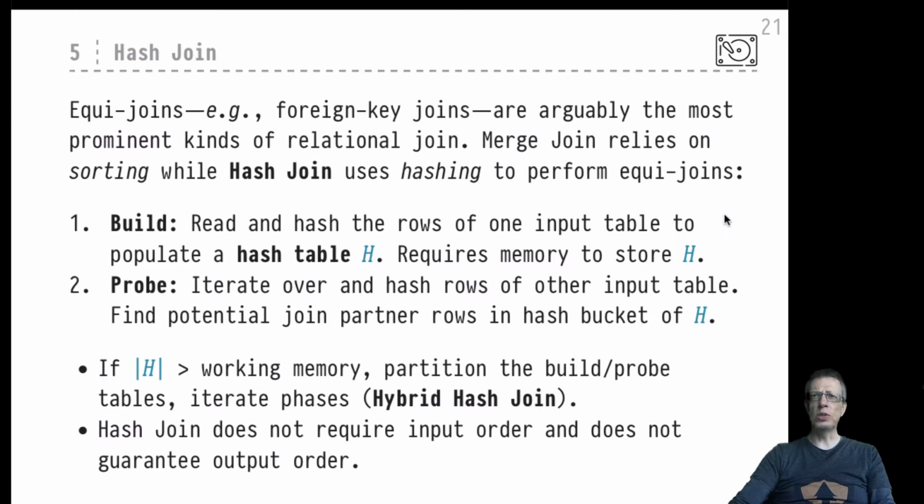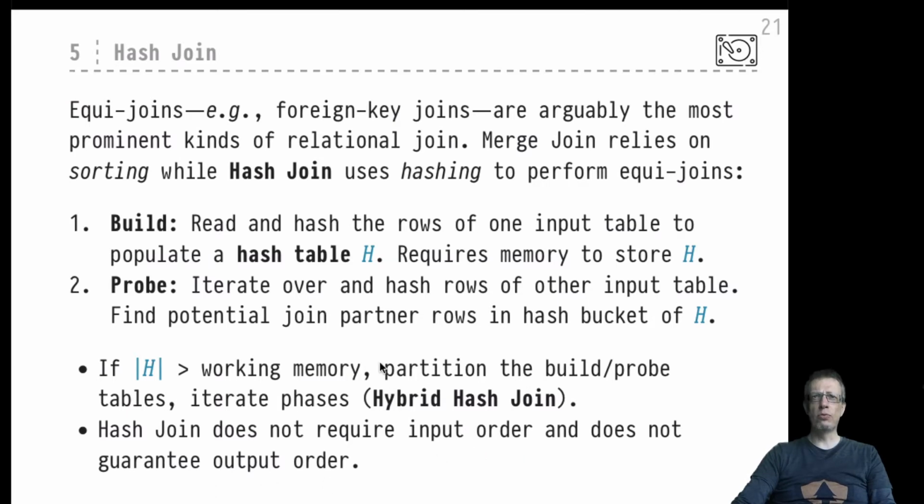We will just read all the rows of the build table, place them into the hash table, then we'll read all the rows of the probe table in some order and probe against the rows that have been placed in particular buckets. We will not require input order, so that's fine. No constraints or restrictions there, but we will also not guarantee output order.